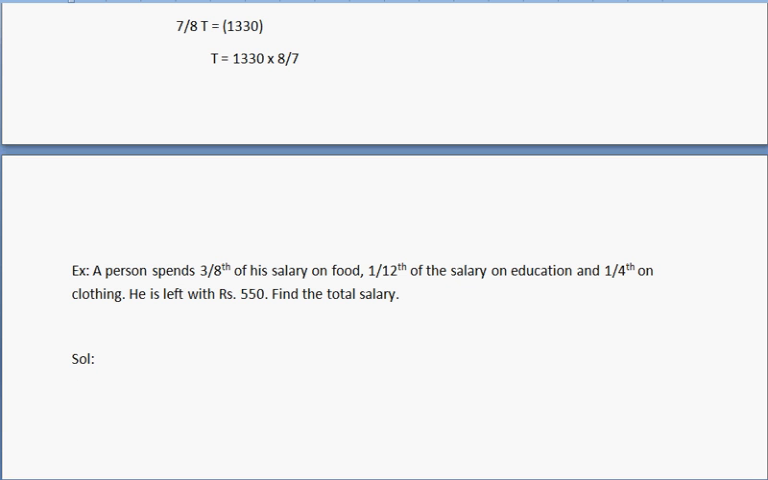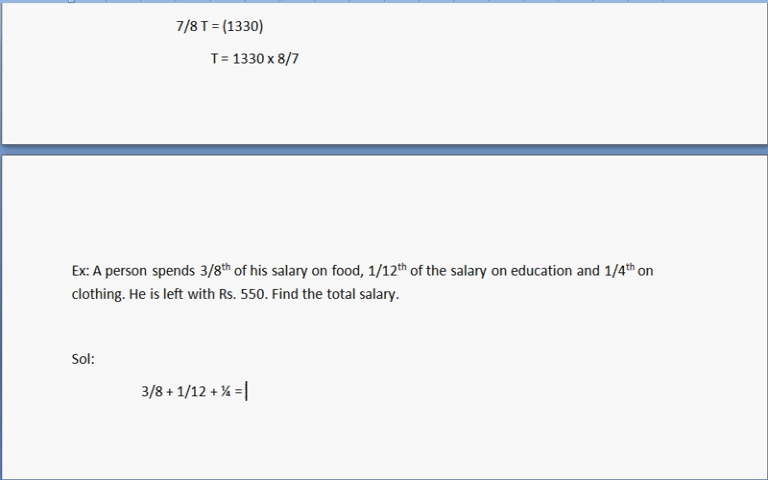I hope that all of you have done it, but let's see how to do it together. So let the total salary be T, or we can say let the total salary be 1, right? So we can assume that total salary is 1 whole. So 1 is the total salary, out of which 3/8 he spent on food. So 3/8 goes for food. What else did he spend? 1/12 he spends on education, and then 1/4 he spends on clothing.